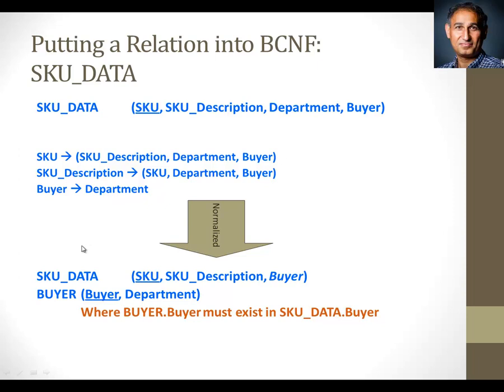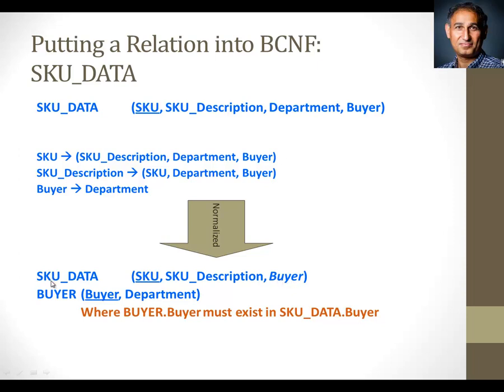Based on that, I can split the relation, or the table, into two relations, the SKU data relation and the buyer relation. The buyer relation is defined by a buyer and department. The buyer as a determinant will be used as a primary key in this relation. When I move the department column out of the main relation, I left the buyer in the first one to be a foreign key.